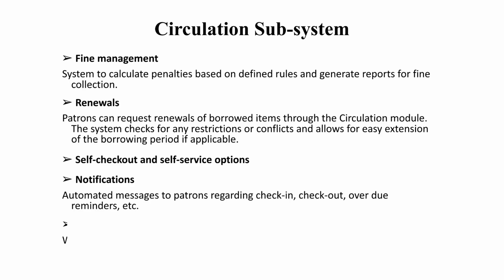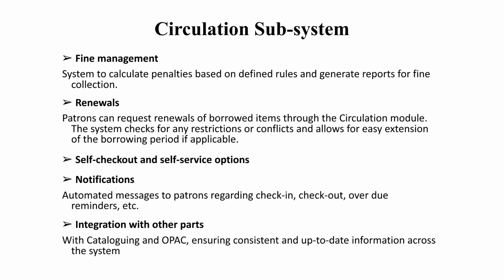Next is integration with other parts. With the cataloging and OPAC, the circulation subsystem can be integrated to ensure consistent and up-to-date information across the system. For example, while circulating a book to a user, or while searching the OPAC, if a book is already issued to a user, the OPAC gets automatically updated. And suppose the book is withheld or weeded out, then it cannot be circulated to the patrons.